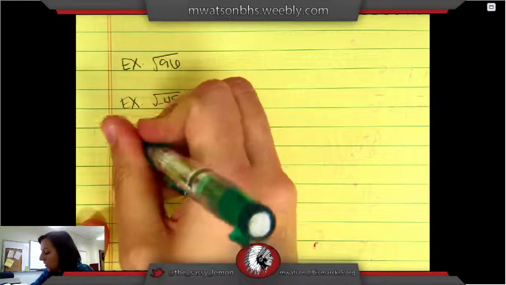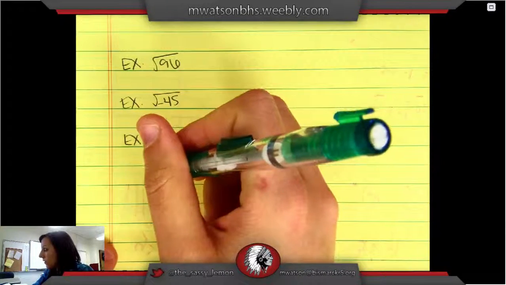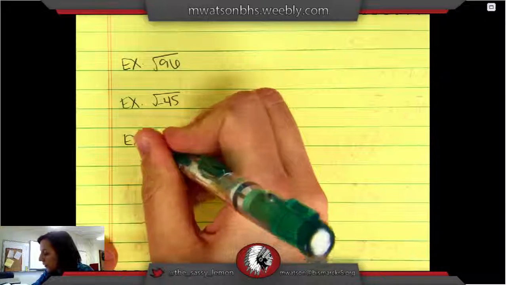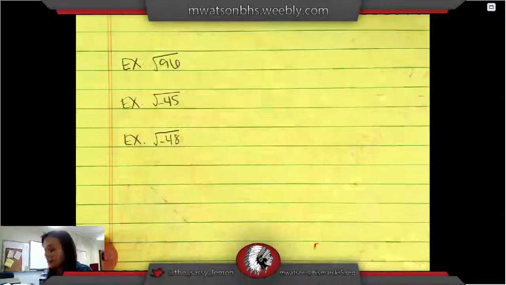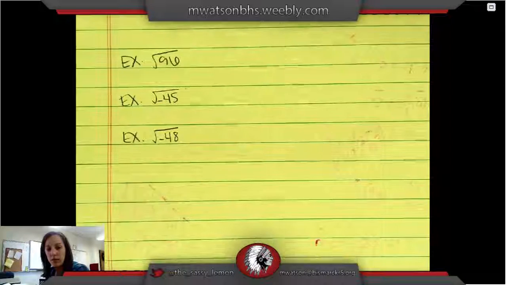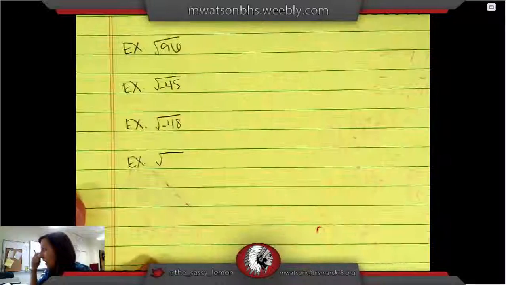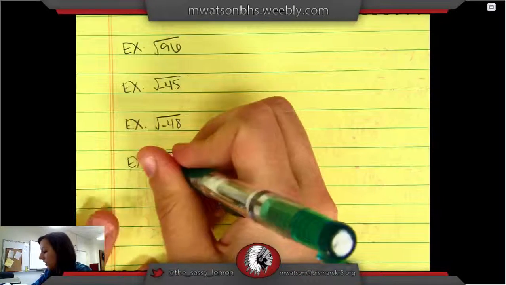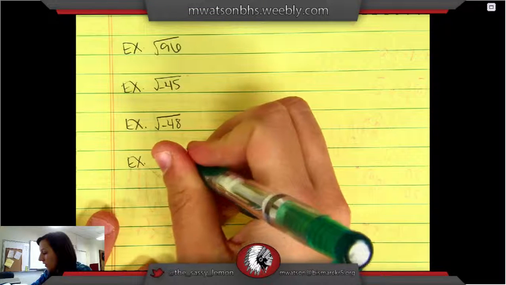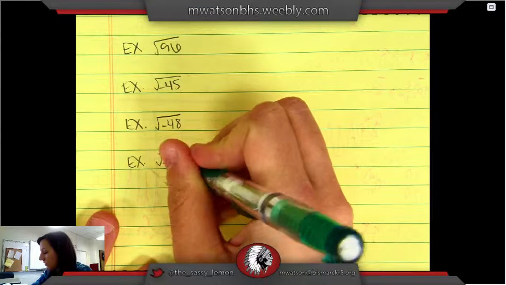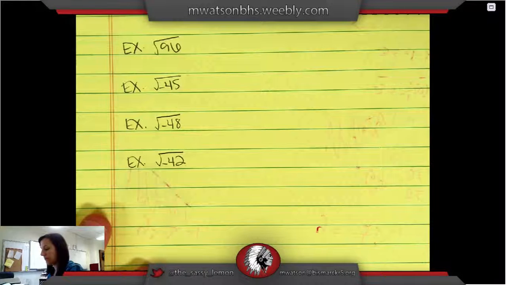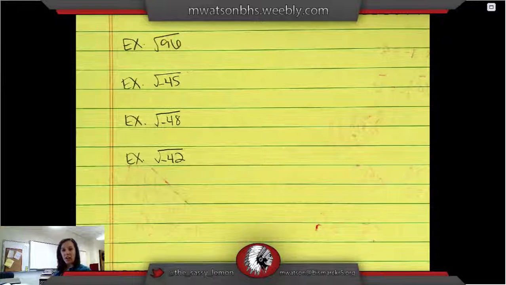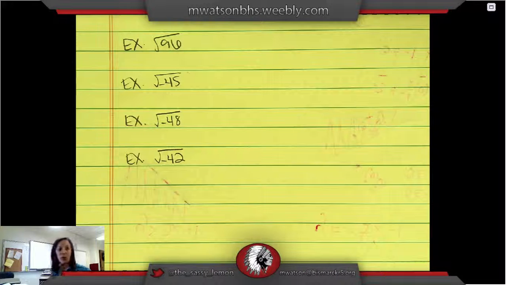I also want you to do the square root of negative 48. And last one, I want you to do the square root of negative 42. Okay, so give those 4 a try, talk about them in your groups, and tomorrow we'll go over them in class. Good luck!